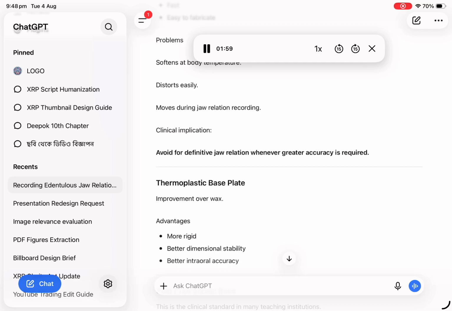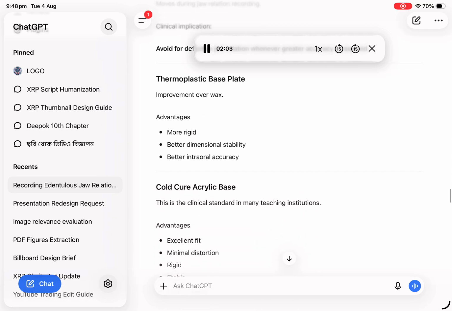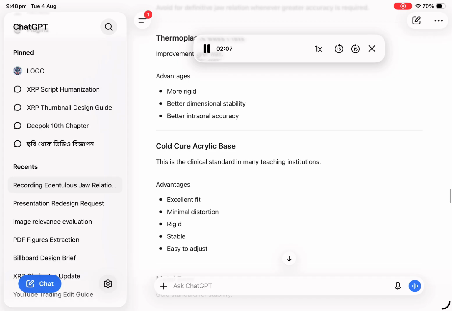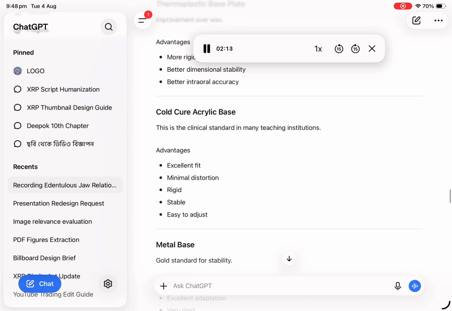Thermoplastic base plate: an improvement over wax. Advantages: more rigid, better dimensional stability, better intraoral accuracy. Cold cure acrylic base: this is the clinical standard in many teaching institutions. Advantages: excellent fit, minimal distortion, rigid, stable, easy to adjust.